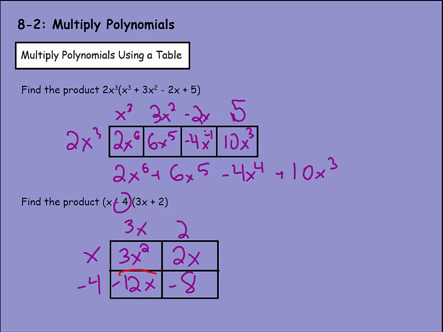Then here's where I can combine like terms. So if I'm going to write my answer, I'll have 3x squared. I have negative 12 and positive 2, so minus 10x. And then minus 8 from that negative 8.